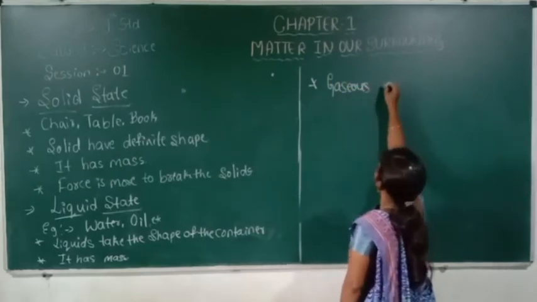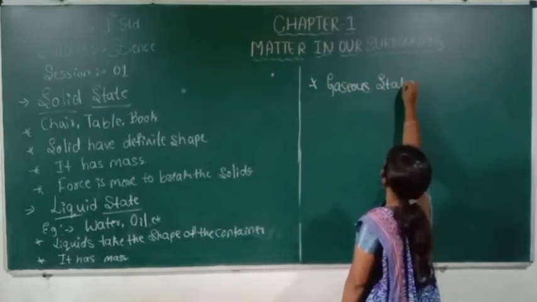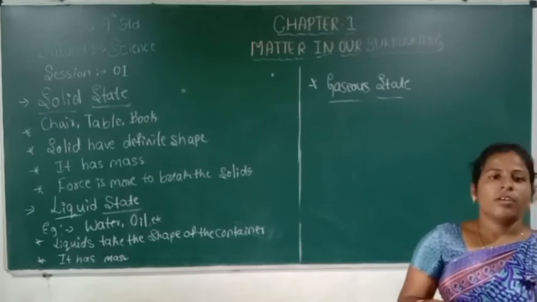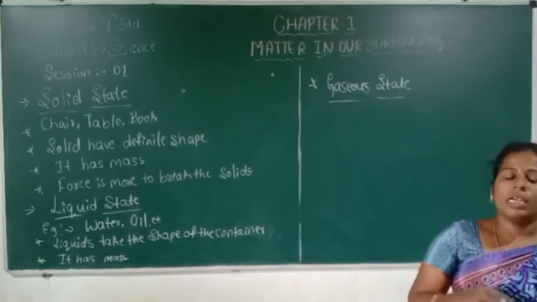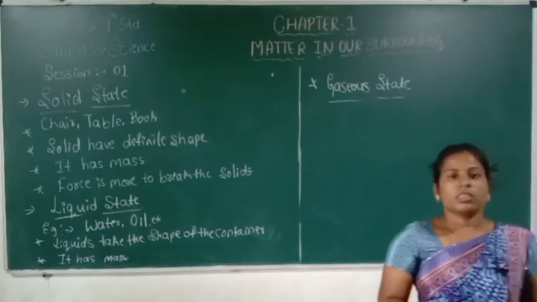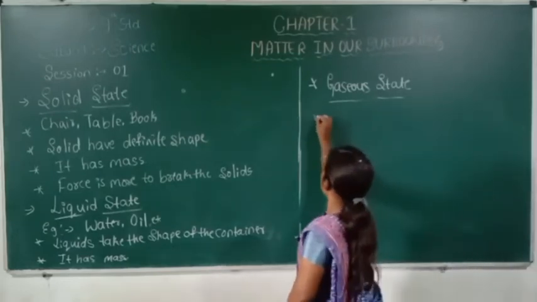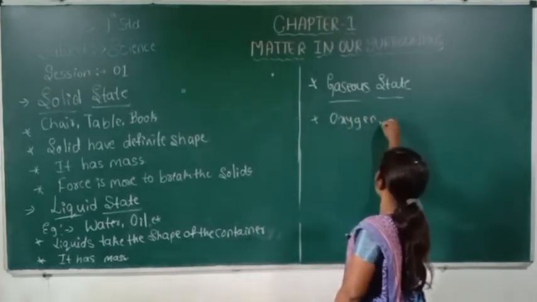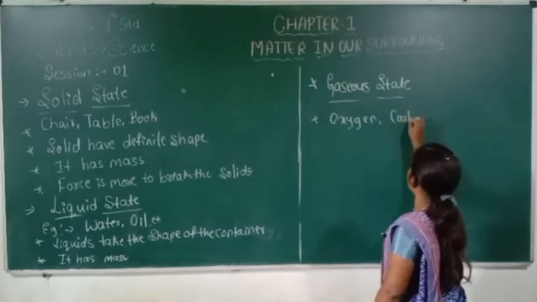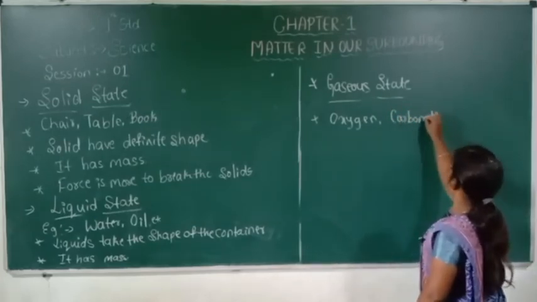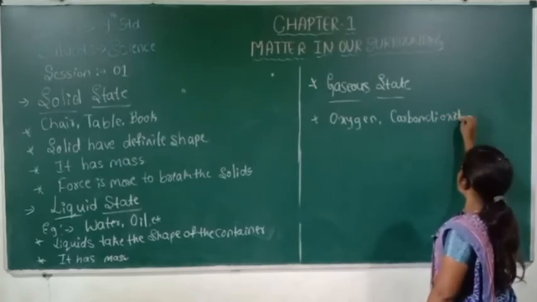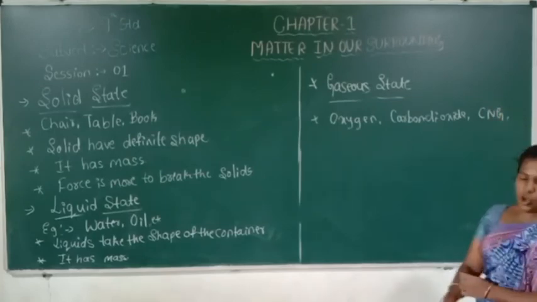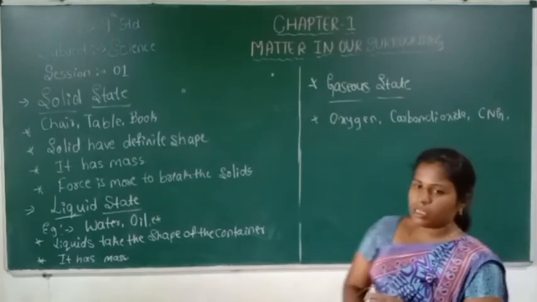The third one is the gaseous state. In gaseous state, we see oxygen and petroleum gas such as CNG, liquid petroleum gas. Examples: oxygen, carbon dioxide. CNG means compressed natural gas. So these are the examples for gaseous state.